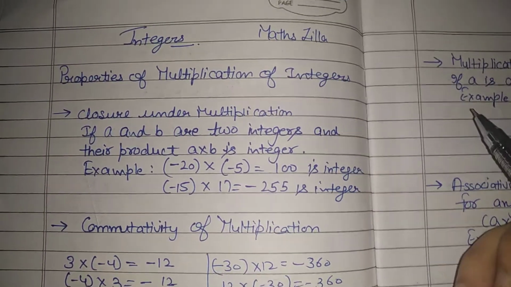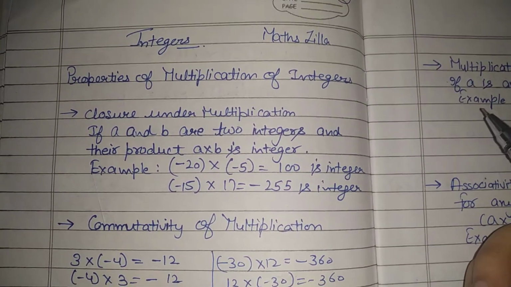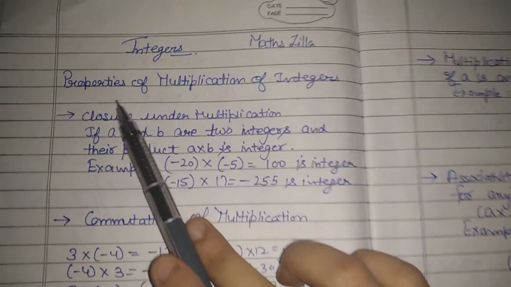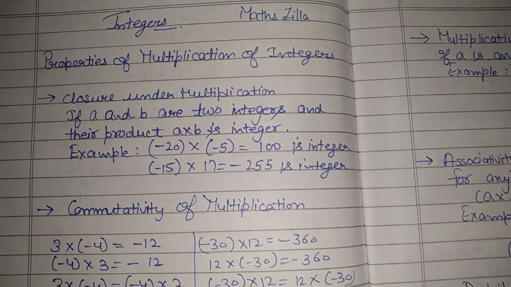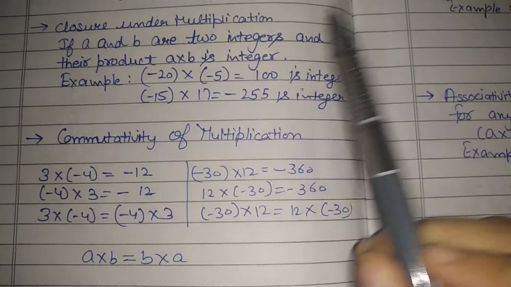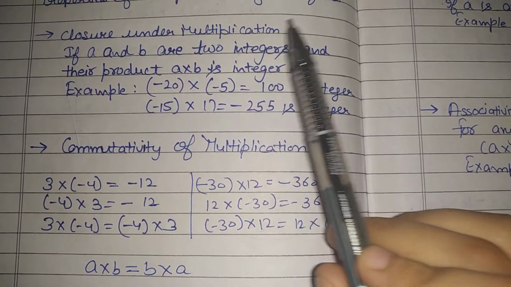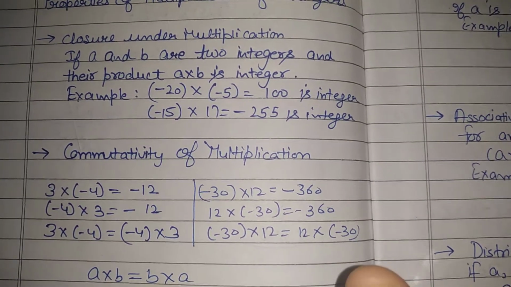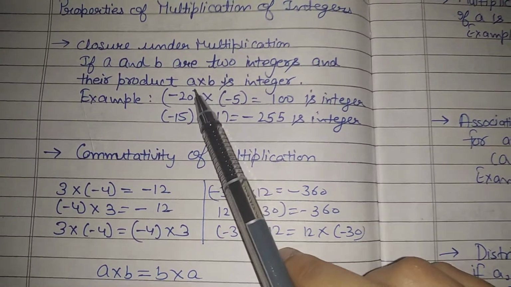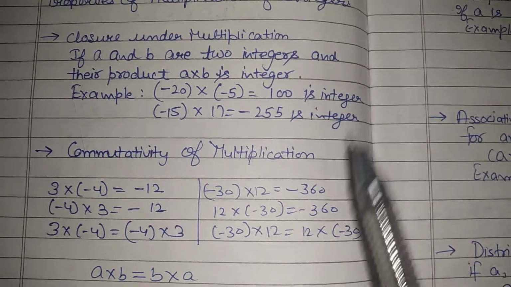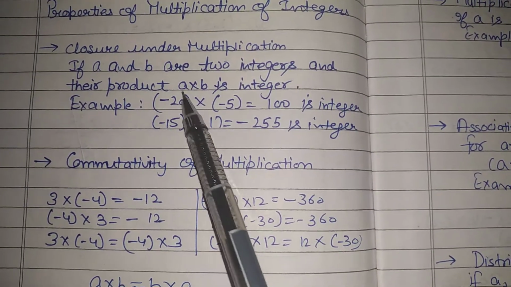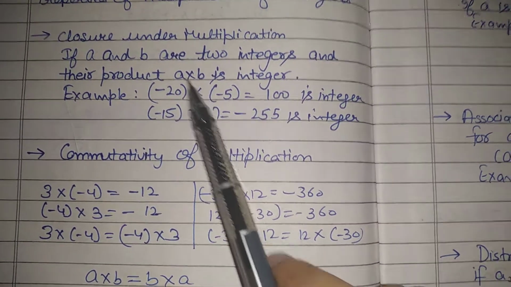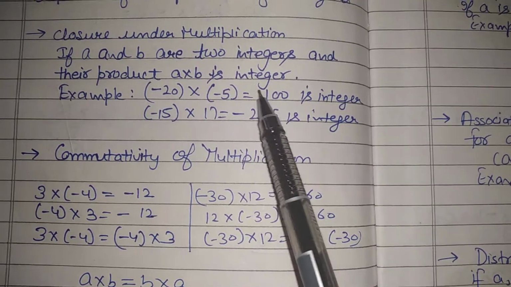So we are doing a chapter on integers in class 7th, and today we are going to cover the properties of multiplication of integers. So the first property is closure under multiplication. Let a and b be two integers, and their product a cross b is also an integer. Suppose I am taking two numbers a and b which are integers, and their product will also be an integer.